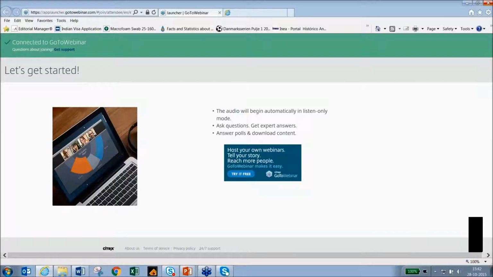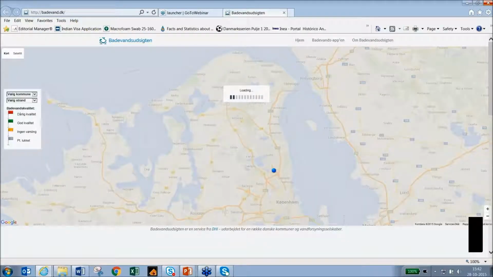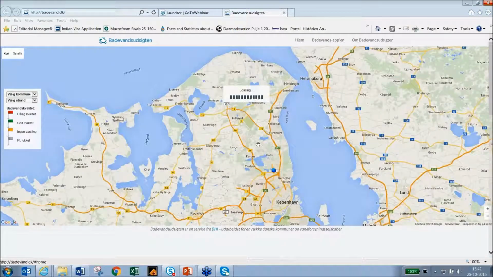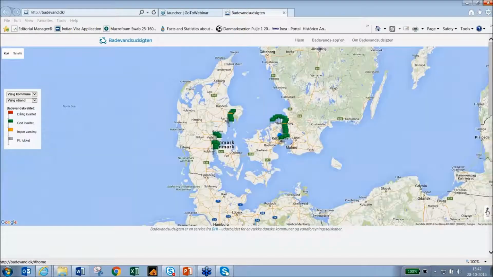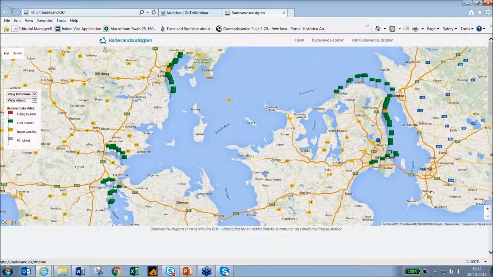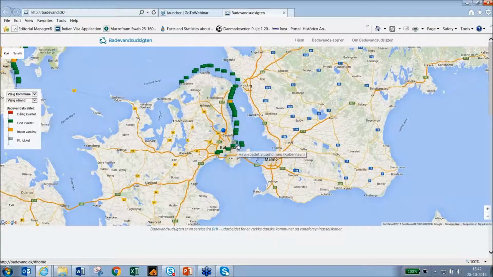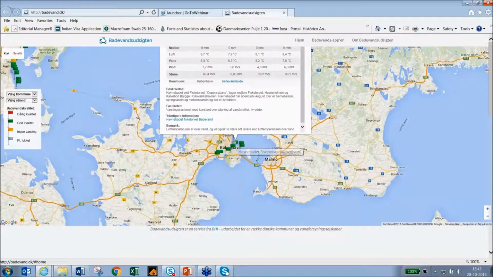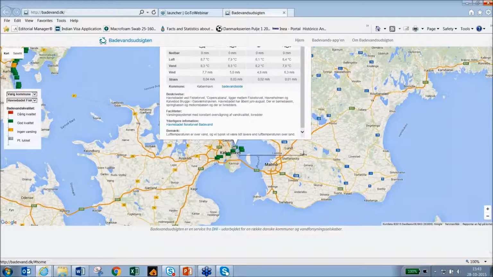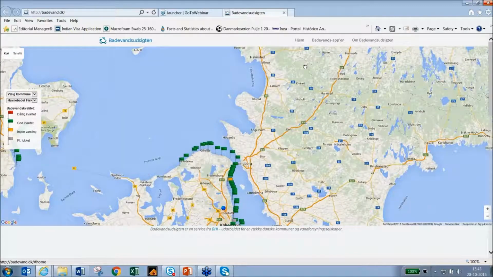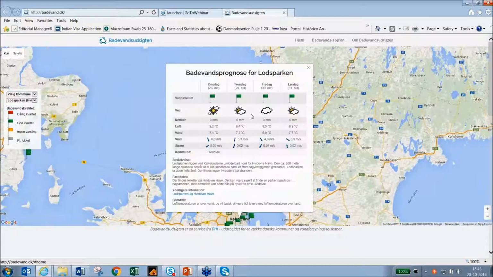I hope it works. It is loading. Yes, here it is. I will zoom in a bit. Here you can see Copenhagen and the harbour, and here are different bathing locations, whereas these are the ones inside the harbour. We can go for this one, for instance, and we can see, oh, that one is closed. We can take this one. We can see here at Lost Park the water quality the coming days seems to be good. No precipitation. It's pretty cold. The water is also pretty cold, so I think not too many people will go bathing for the time being.